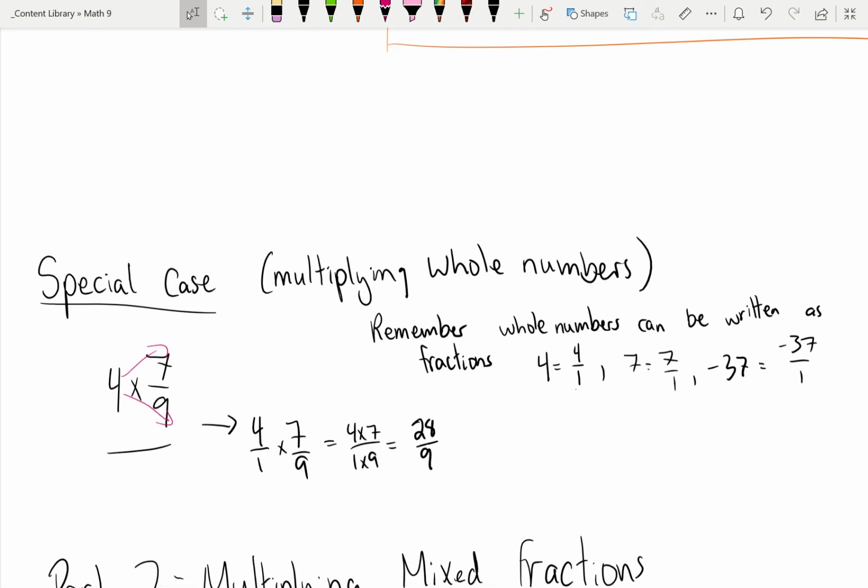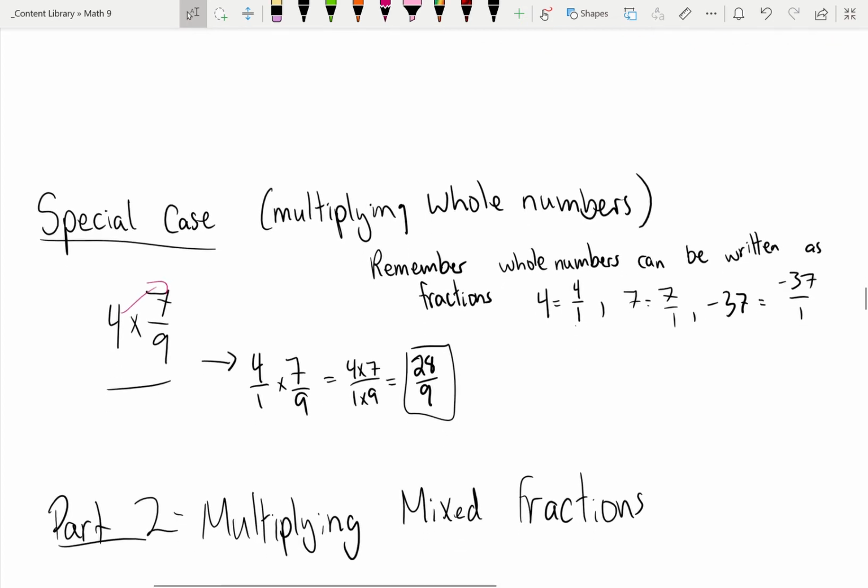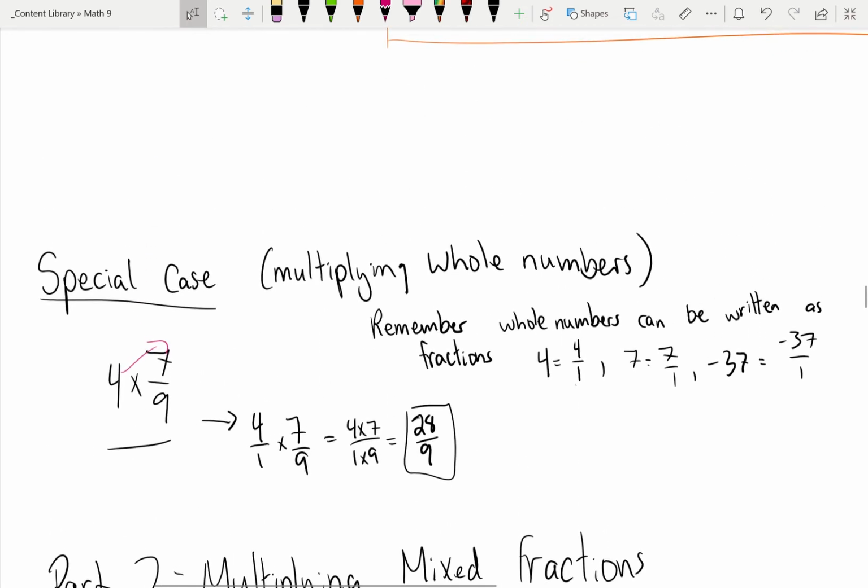Take a look if I can reduce it. I can't, so this is my final stop. So keep in mind, I'm not multiplying the bottom, I'm just multiplying the top. Alternatively, I can treat it like I am multiplying 4 over 1 times 7 over 9, and I don't run into problems.